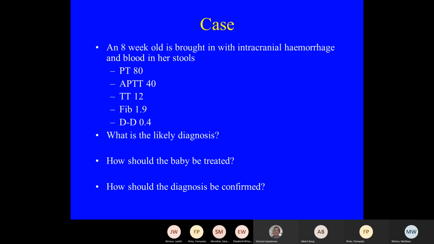So an 8-week-old baby is brought in with intracranial hemorrhage and blood in her stools. Now this baby has a normal APTT. Our previous intracranial bleeding baby had a very prolonged APTT, remember, in the 70s, 80s. This one has a very prolonged PT, in the 80s, with an okay-ish fibrinogen and D-dimer. So what is the likely diagnosis in this case? It's a prolonged PT, it's a baby, and it's an intracranial bleed, with blood in stools as well. Next.